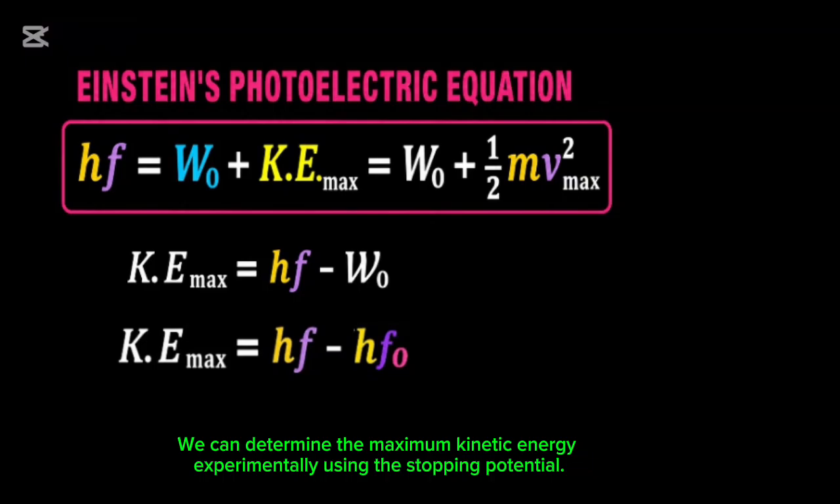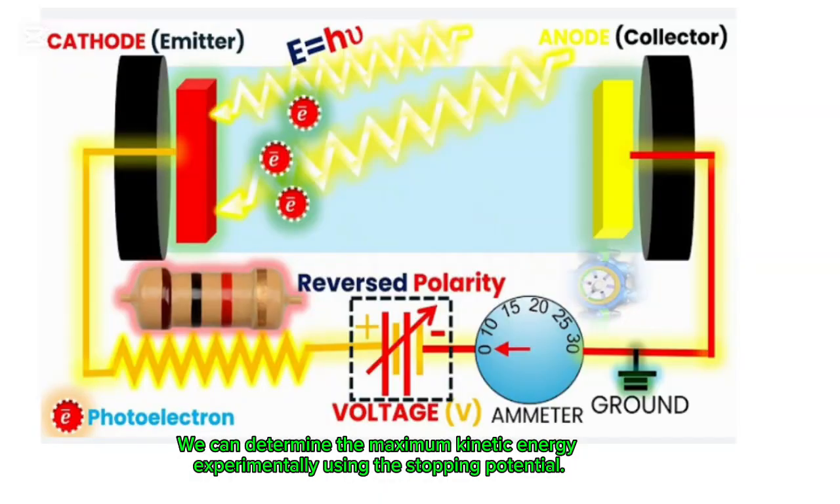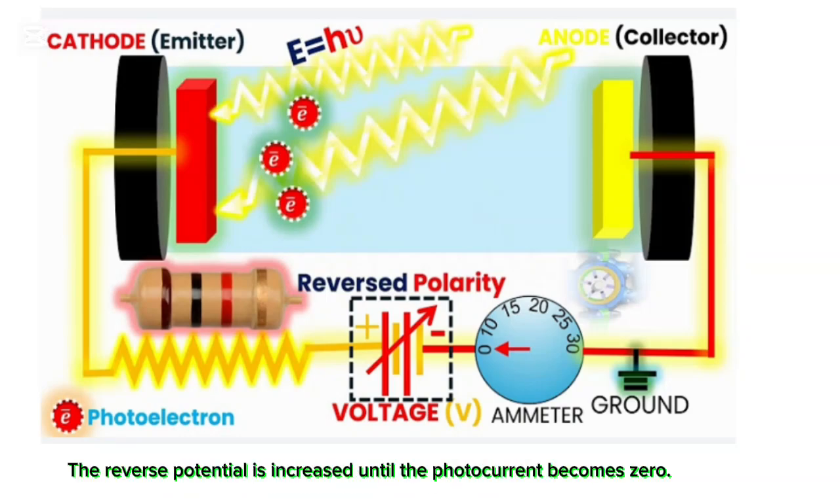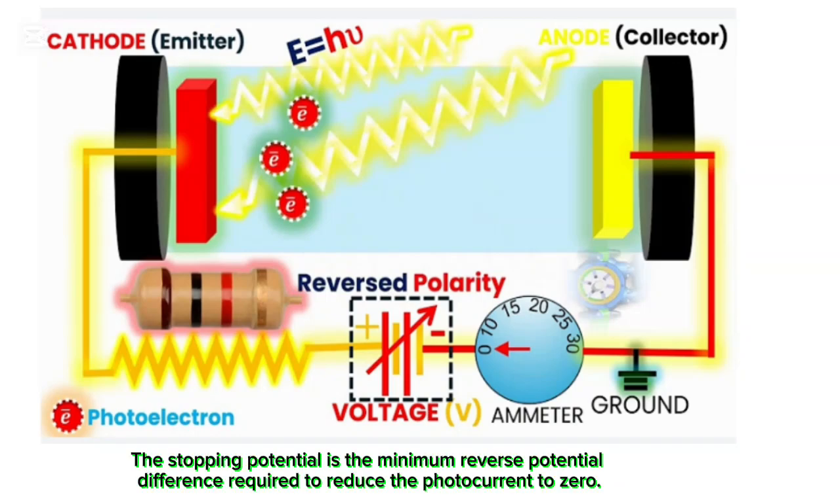We can determine the maximum kinetic energy experimentally using the stopping potential. A reverse potential difference is applied to prevent the emitted electrons from reaching the collector. The reverse potential is increased until the photocurrent becomes zero. This potential is called the stopping potential, Vs. Stopping potential is the minimum reverse potential difference required to reduce the photocurrent to zero.